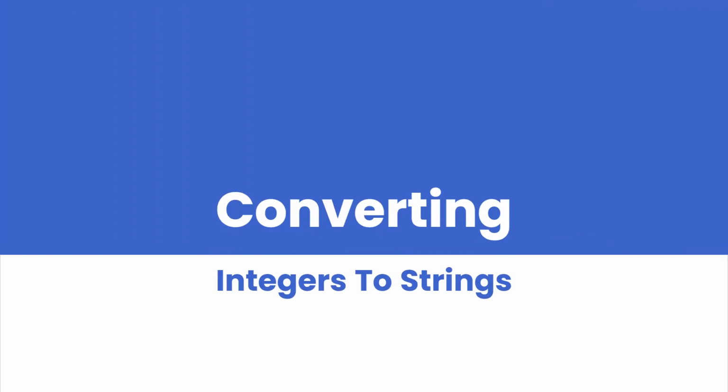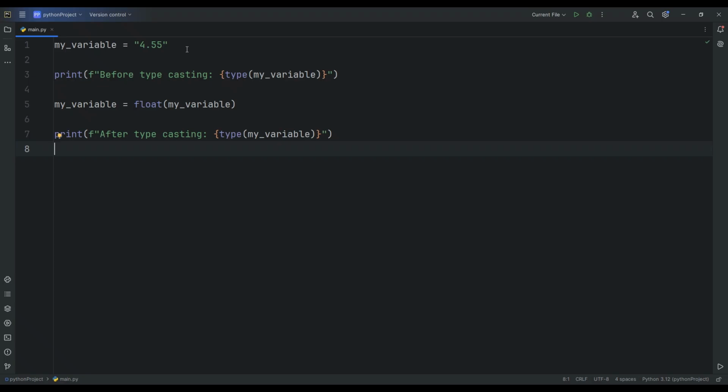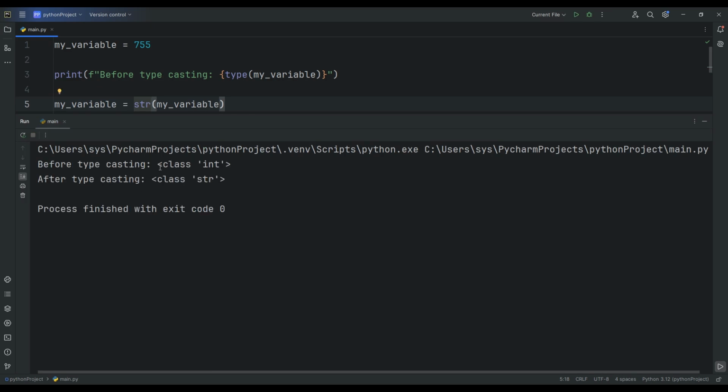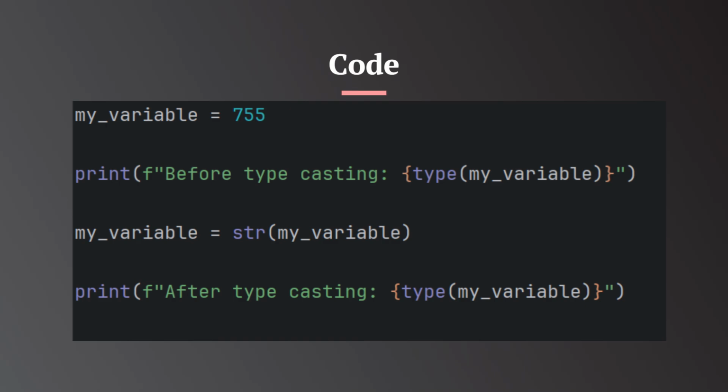So let's also see how we can convert numbers to strings. So let's replace our string with a number like 755 and replace float function with string function. Let's run this, and as you can see it converts an integer to a string. So in this case we have an integer with the value 755. By using the string function we convert it to a string. So we use the type function to show the data type before and after casting.